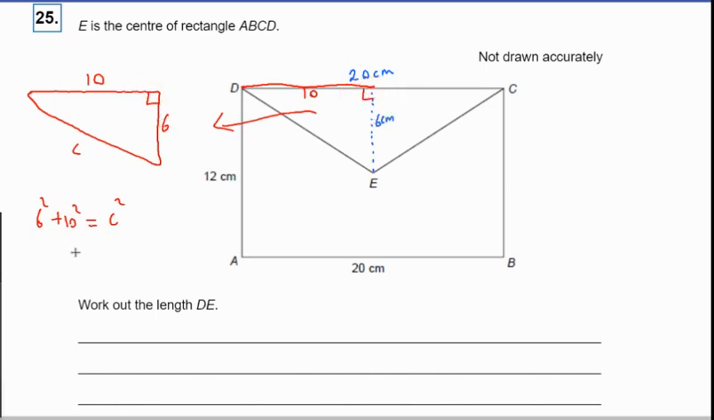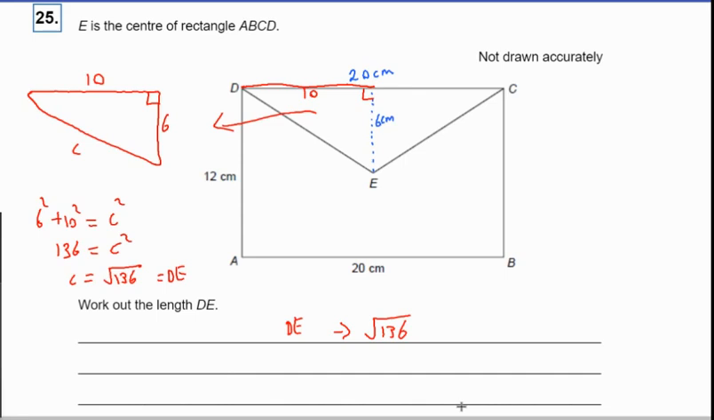So then that gives us, what is that? 136 is equal to c squared. So c is equal to the square root of 136. Or, in other words, that's DE. Okay, so DE is the square root of 136. I think that should be okay as an answer, but just because it's a calculator paper, if people want to see decimal answers, I will also provide a decimal equivalent.